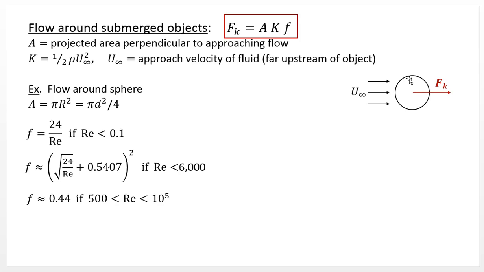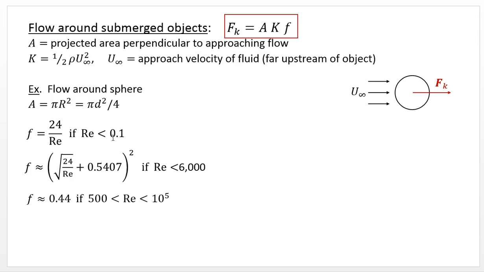So for example, flow around the sphere is illustrated here to the right. The projected area of the sphere in a plane perpendicular to the oncoming flow, so that's going to be this up and down plane here, the sphere looks like a circle to the flow in front of it. And the area of that circle is pi r squared, or pi d squared over 4. So that's the area that goes into this definition of the force the fluid exerts on the solid.